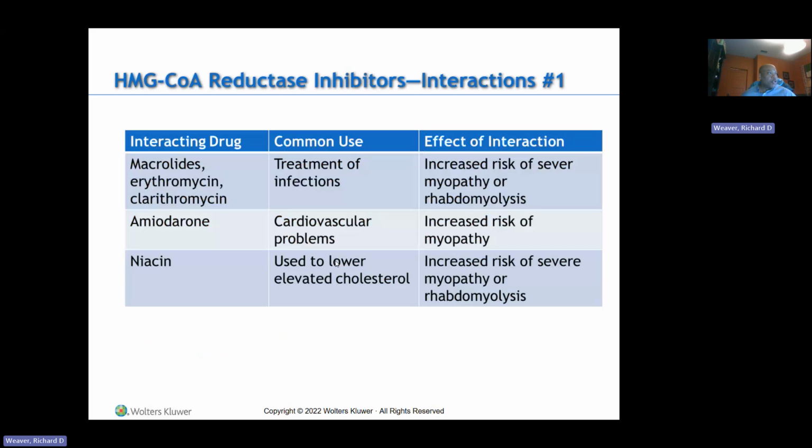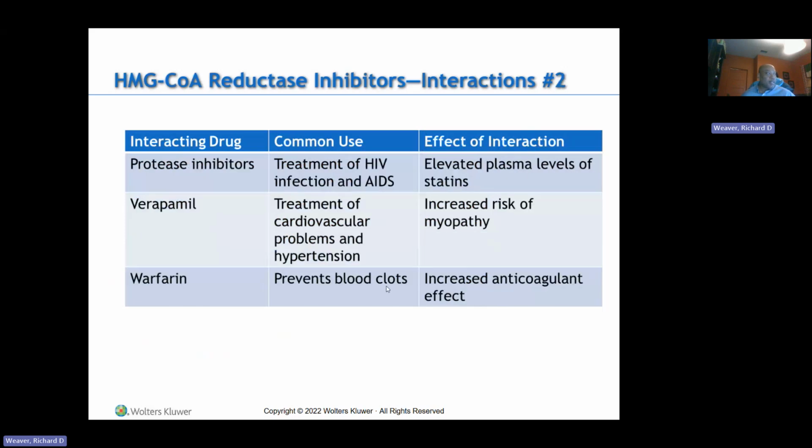All right, and these are just your interaction tables, and so just take a look at this. So, for example, your macrolides, your erythromycin, clarithromycin, we use these drugs to treat infection. And so if you give these HMG-CoA reductase inhibitors with these drugs, it will cause an increased risk of severe myopathy or rhabdomyolysis. So it can affect or become very toxic to the muscles, if you will. So again, take a look at your interaction tables.